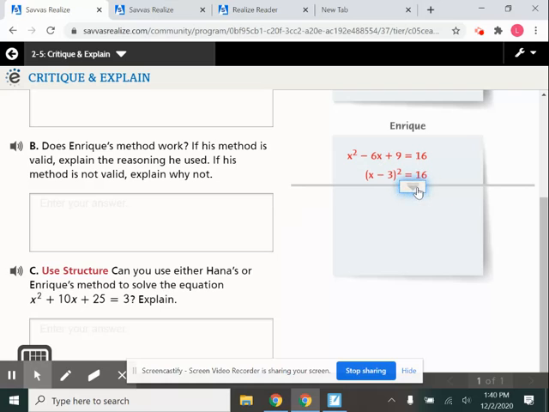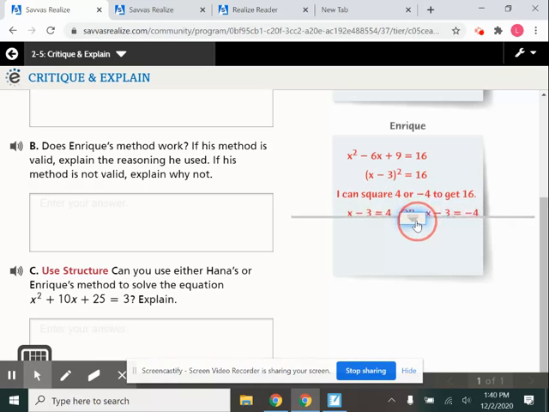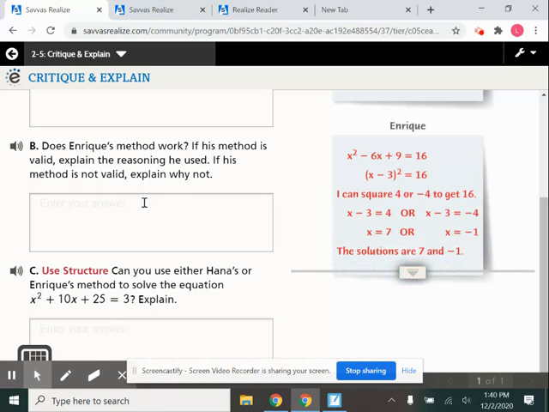So it looks like Enrique did some factoring on the left-hand side. So x squared minus 6x plus 9, he turned that into x minus 3 squared. And then he said that when you square 4 or -4, you get 16. So he set up two equations using the fact that 16 can be found by squaring 4 or by squaring -4. And then he also got 7 and -1. So yes, his method is valid.